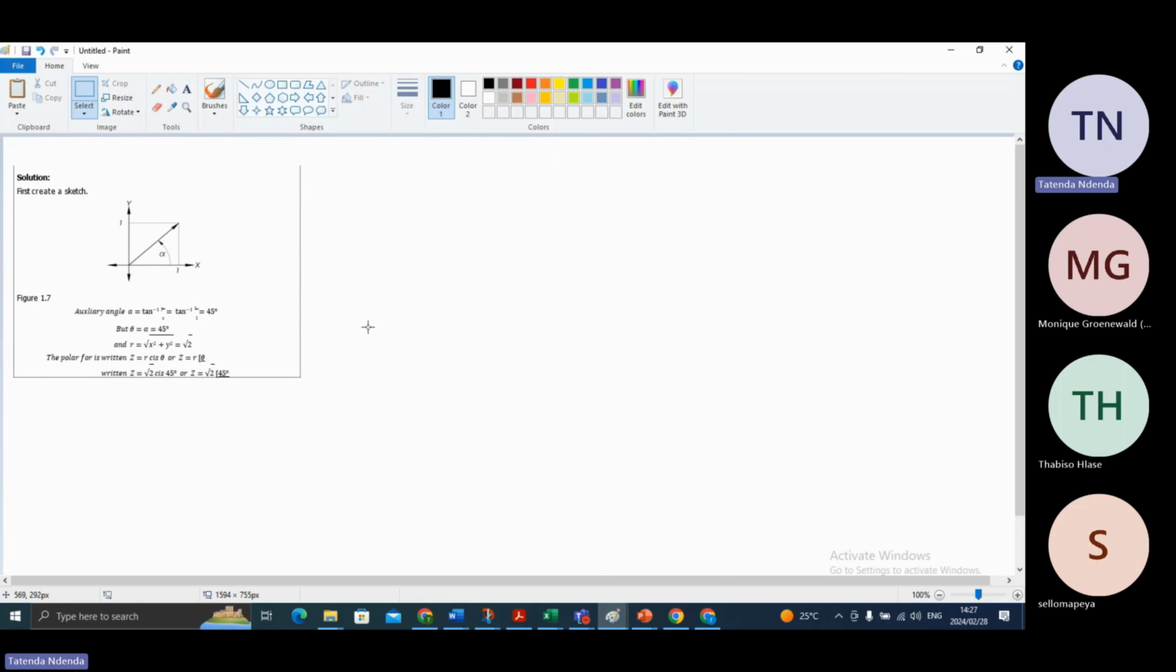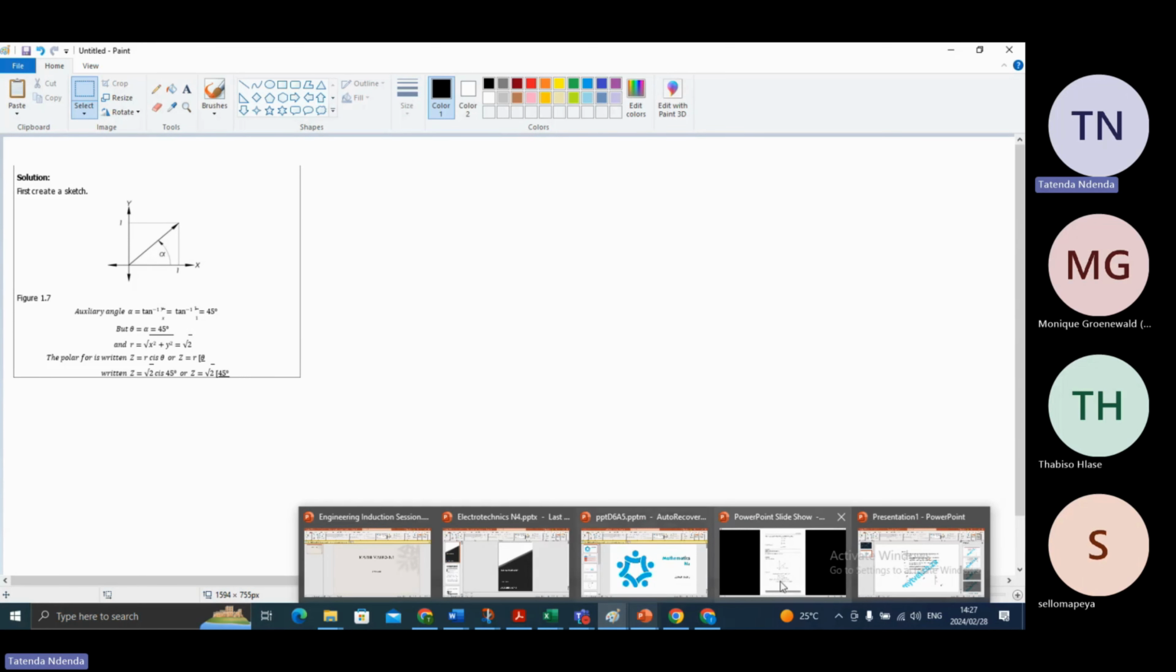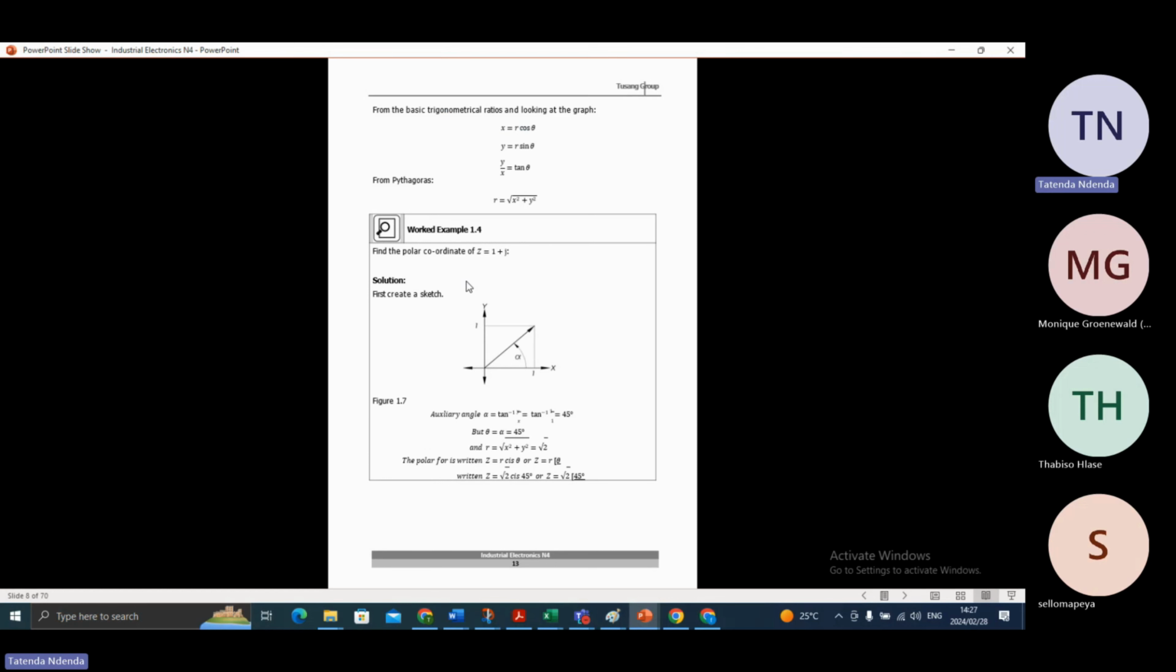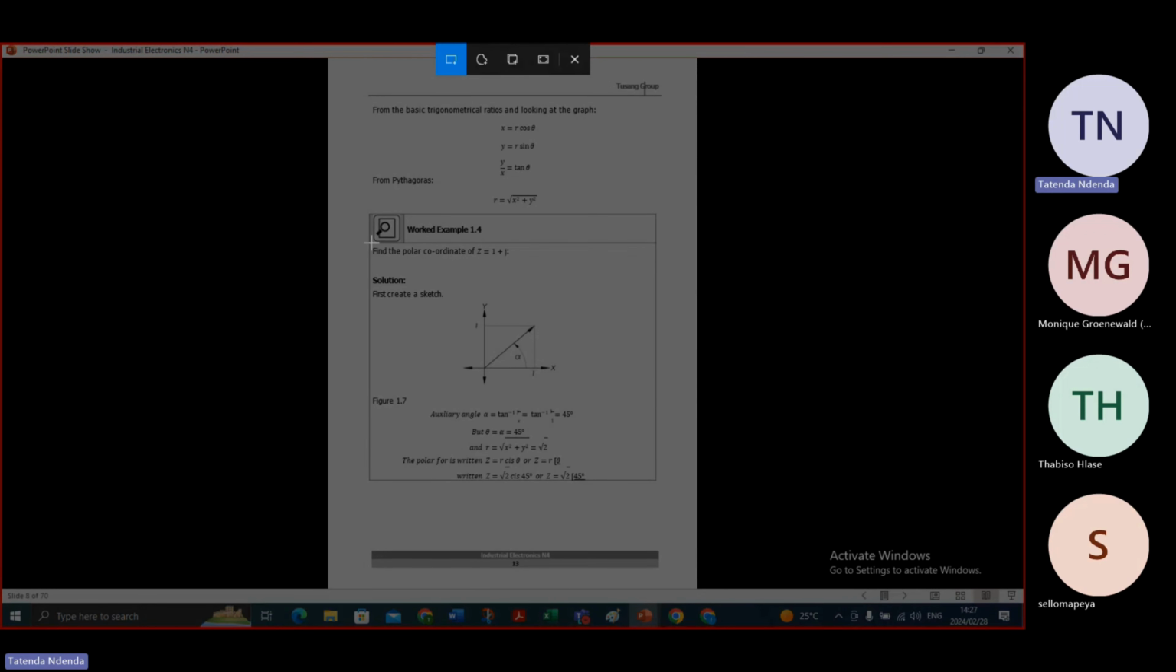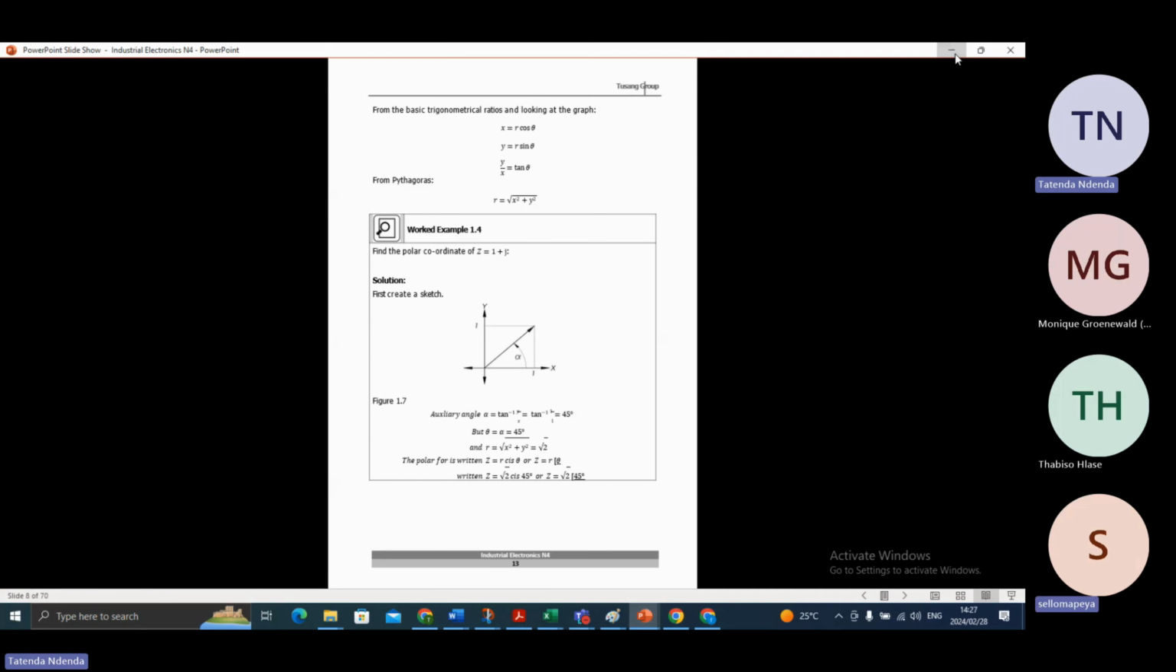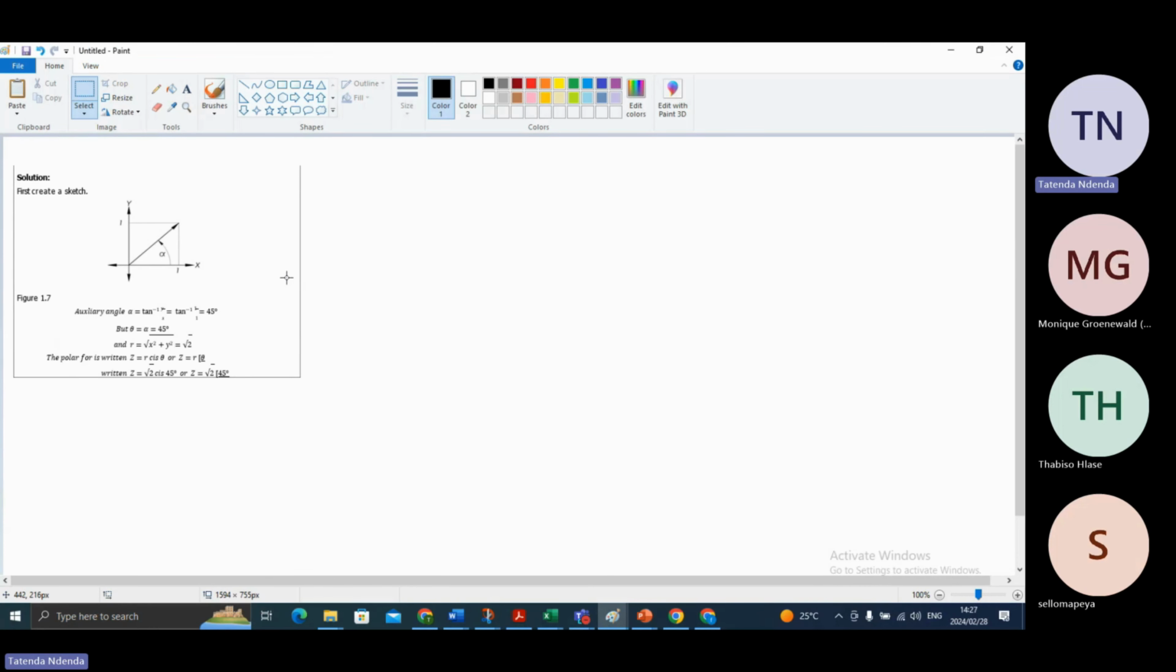I forgot, I didn't take the question. Let me take the question. There we go. Find the polar coordinate of z is equal to 1 plus j, right? So what you're going to do with this one is this. It's very, very easy. Do not panic when you're having something like that.